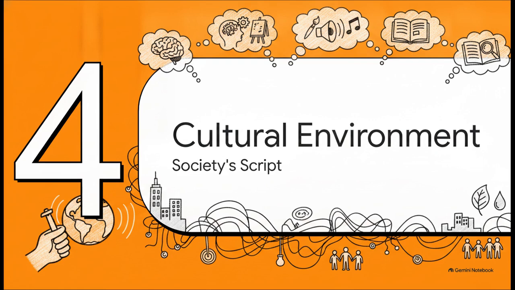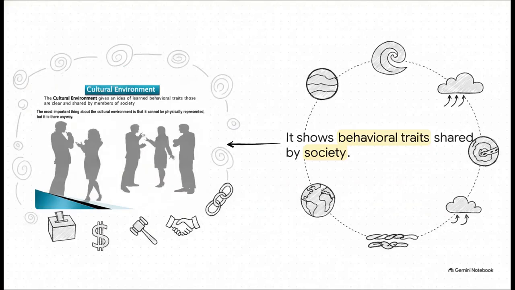Next up, Part 4. The cultural environment, society's script. Now, this is a really fascinating pillar because it's uniquely human and it drastically manipulates both the physical and biological environments we just explored. The most important thing to grasp about the cultural environment is that you can't put it in a jar like water or soil. It consists of our learned behavioral traits shared by society. We're talking our economy, our politics, our social structures.